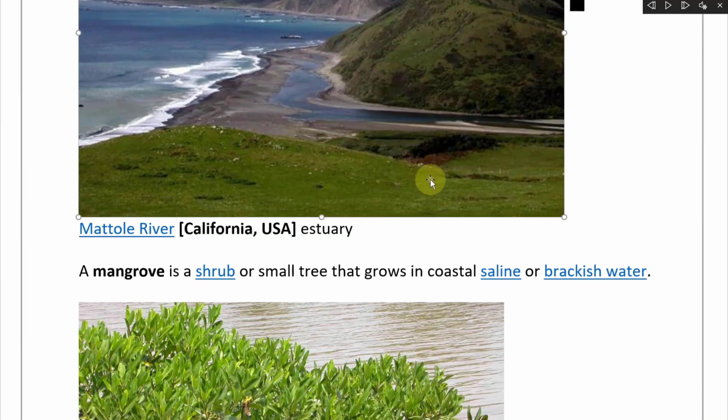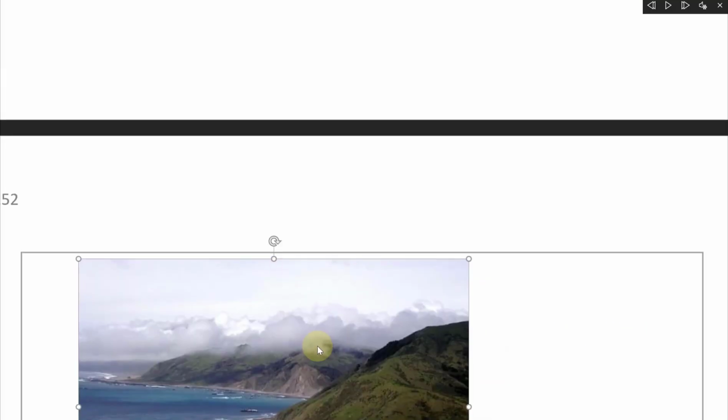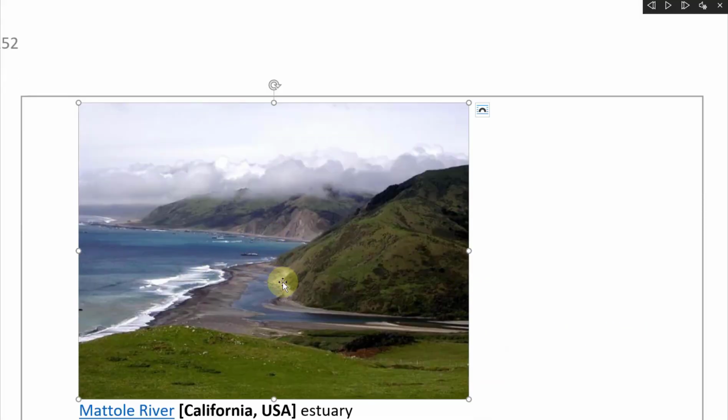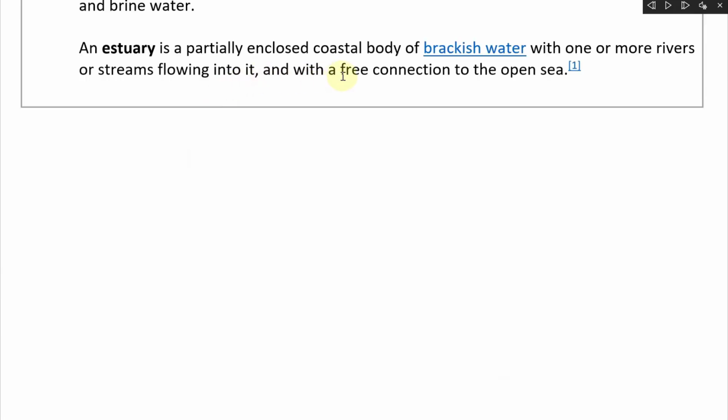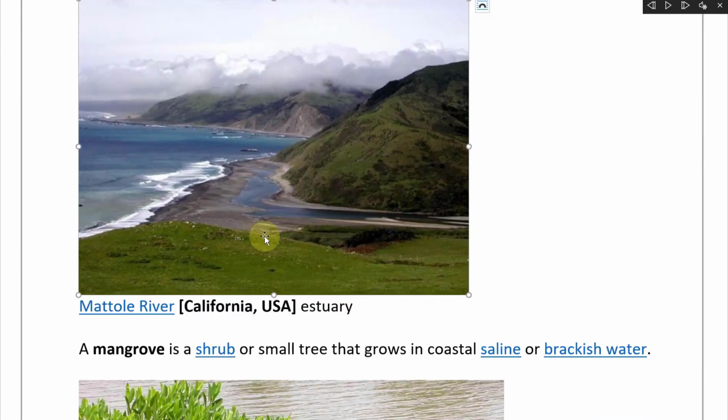Very interesting. Now here is an estuary like this. So this is an estuary there. Again, it's a partially enclosed coastal body of brackish water with one or more rivers or streams flowing into it and a free connection to the open sea. So this has a free connection to the open sea, and it's at the coast right there. So yeah, it's brackish water over there.